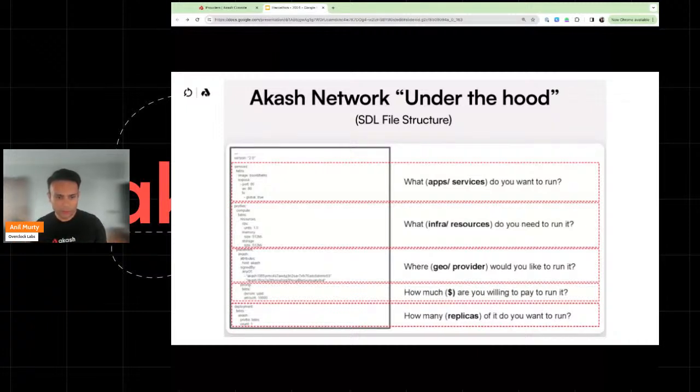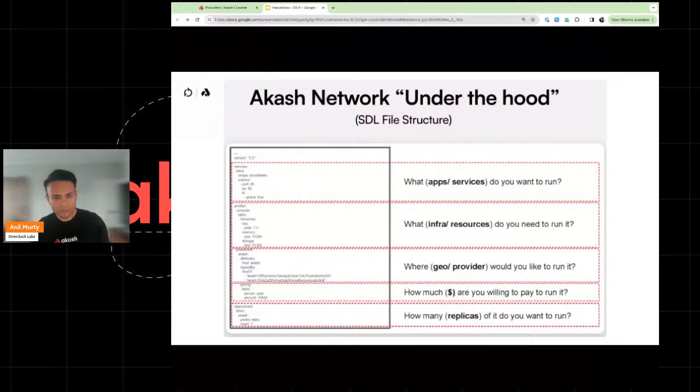The next is what we call the compute or resource profiles. This is where you define what resources are needed for the application to run. So this would be the number of CPUs, the number of GPUs, amount of memory, amount of storage, and so forth. The next one below that is where would you like to run this, and this is typically indicated in terms of attributes signed by specific providers, which dictates which providers you can or cannot receive bids from. Below that is how much you are willing to pay in order to run this, and then last is how many replicas of this you want, which is indicated by the count. So, a very similar, very simple structure. For those that are familiar with Docker Compose, it should be completely familiar.